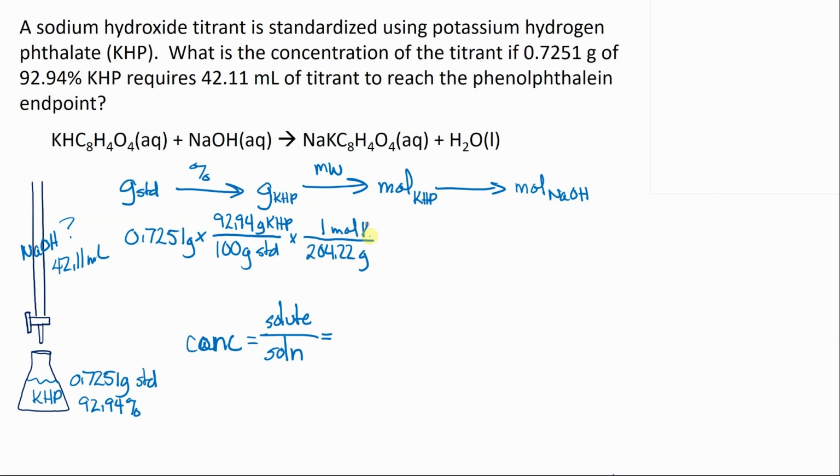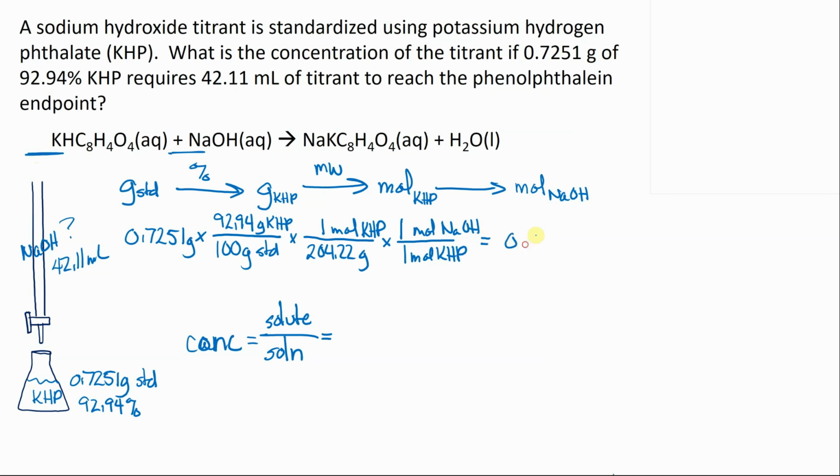And this is 1 mole of KHP, and I need to be careful. I can't put that in my calculation of the concentration of hydroxide. I need to do one more step to go from moles of KHP to moles of sodium hydroxide. And looking at the balanced chemical equation, 1 mole of KHP is 1 mole of sodium hydroxide.